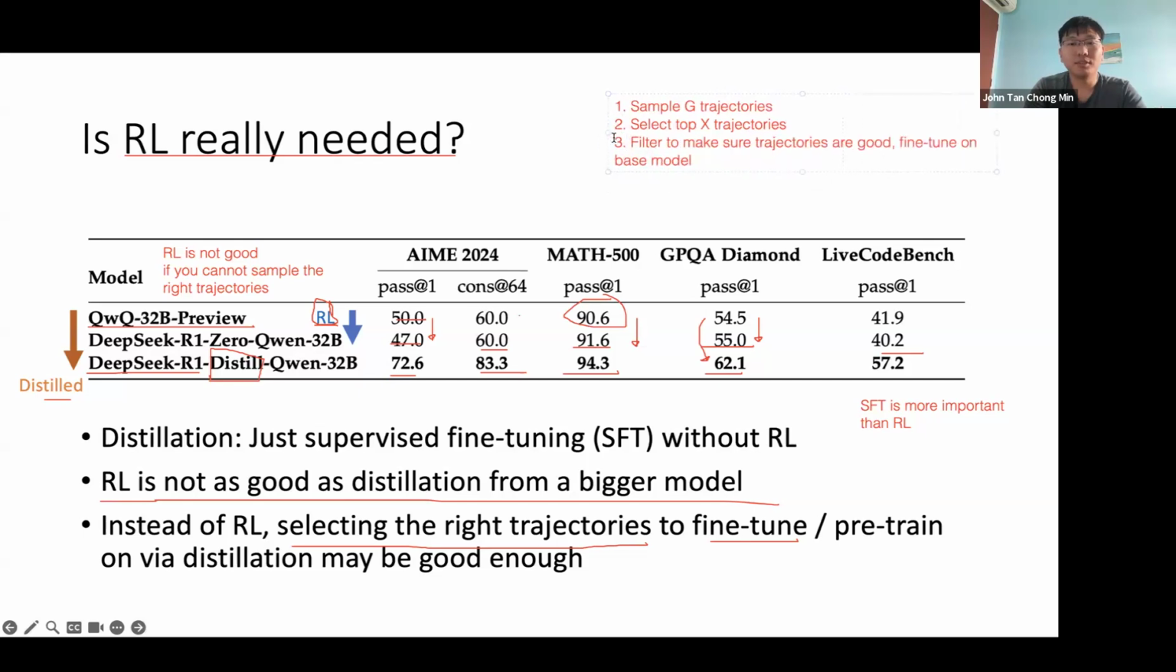Can this be good enough? Of course, with GRPO, you actually train your model weights, you bias your model weights in terms of how good a trajectory is relative to the group average. But I'm just thinking, can we just select the top X trajectories and that's good enough?